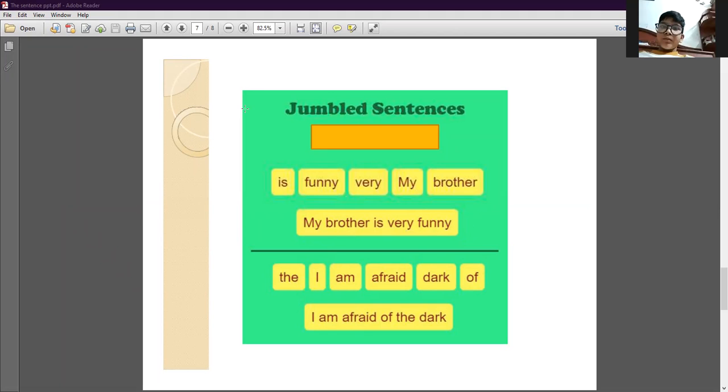After that you have to put a full stop. After that, what do you have to use? You have to use a full stop, as we put a full stop after funny. Clear, student? My brother is very funny. So this is a complete sentence.